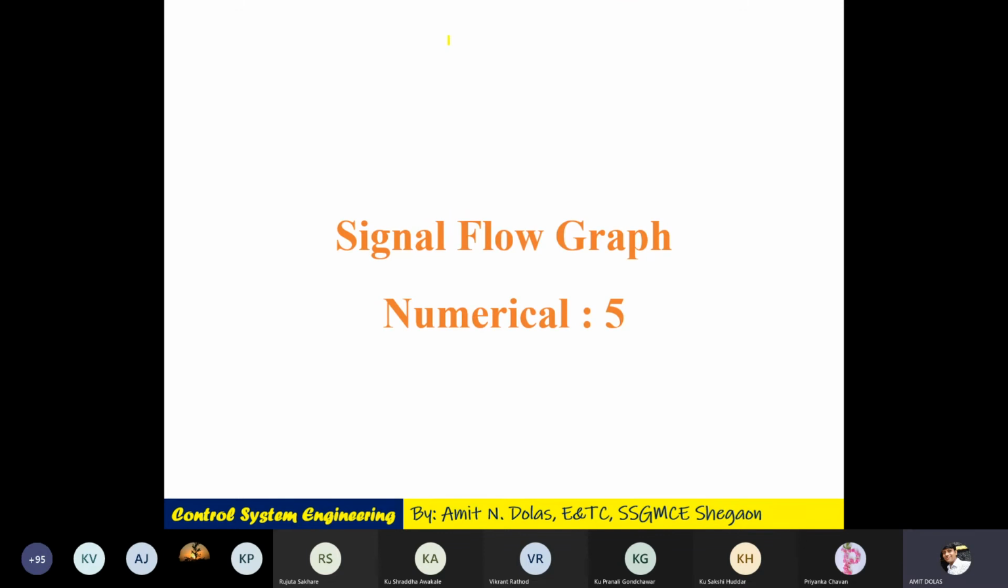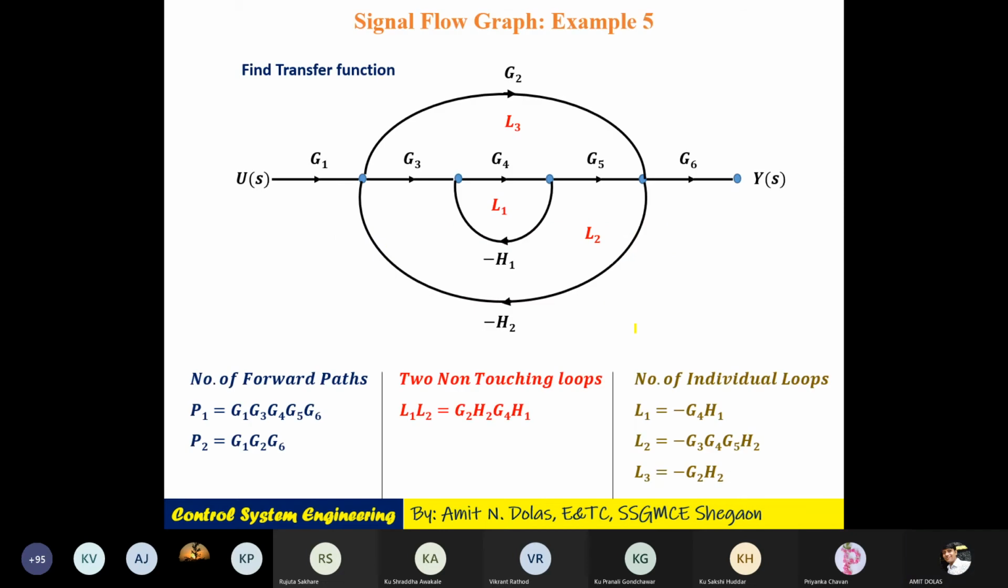And the example number 5, signal flow graph, numerical number 5. This is one of the examples. Find the transfer function. Let's see the forward path first. We can go through G1, G3, G4, G5 and G6. So the first forward path P1 is G1, G3, G4, G5, G6.